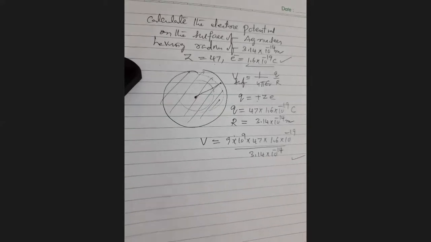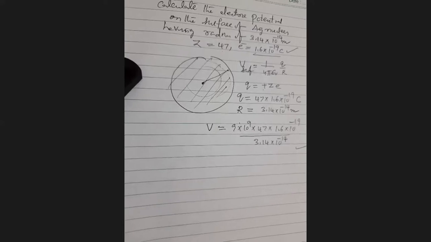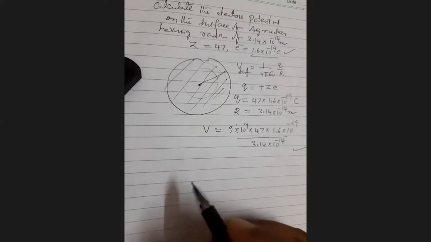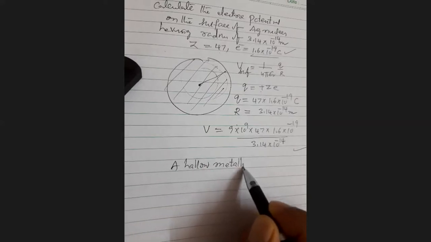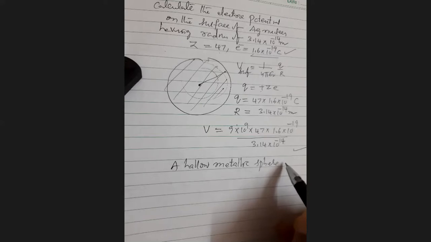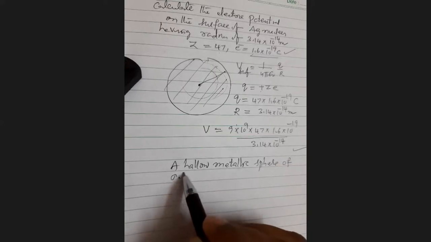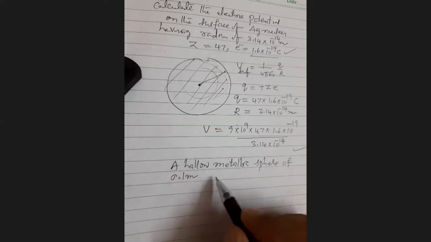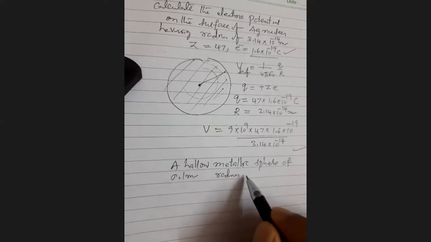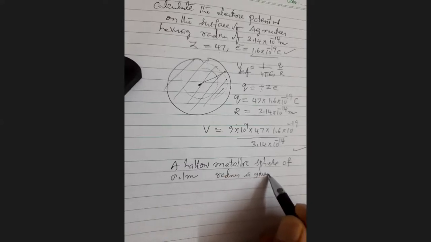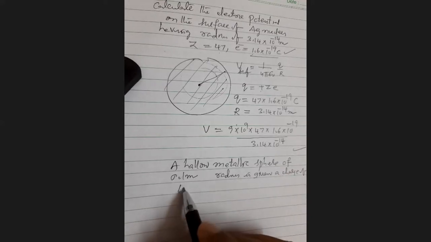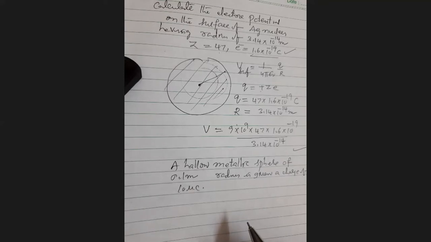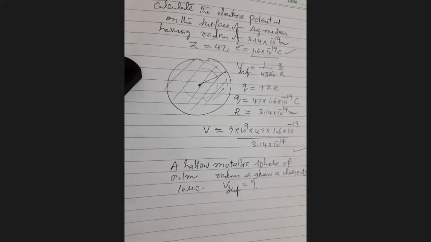Okay, now I'm going to the next problem. I'm reading here: a hollow metallic sphere of radius 0.1 meter is given a charge of 10 microcoulomb. Calculate the potential on the surface of the sphere.